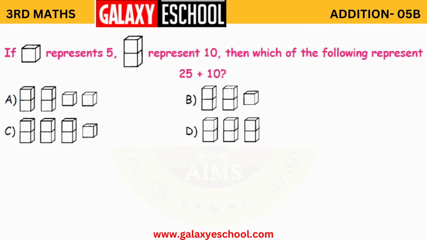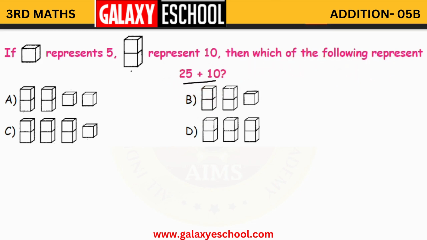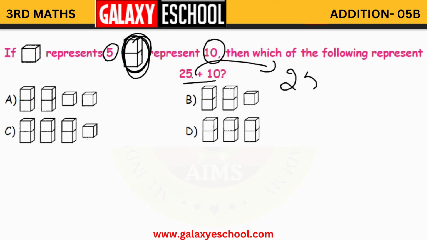Moving on. If one block represents 5 and 2 blocks represent 20, then which of the following represent 25 plus 10? Now see here, 2 blocks is equal to 10, right? So in the question the blocks are given in terms of 10 and 5. So we'll split this 25 also as 10 and 5. 10 plus 10 plus 5 is equal to 25, right? 10 plus 10, 20, 20 plus 5, 25, and then we have another 10 in the question.